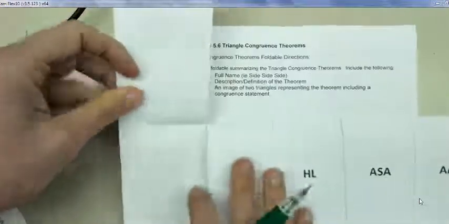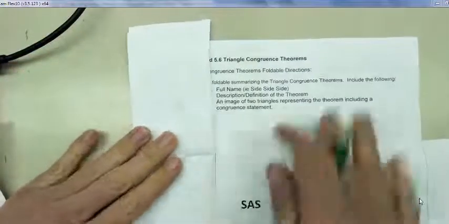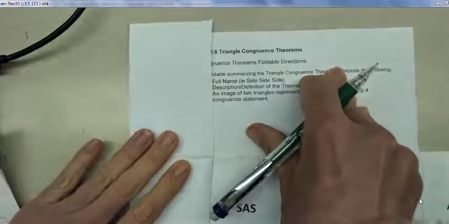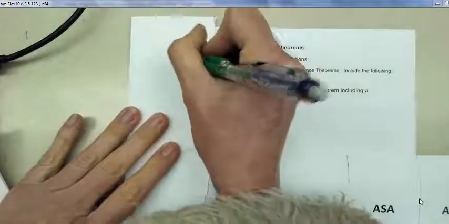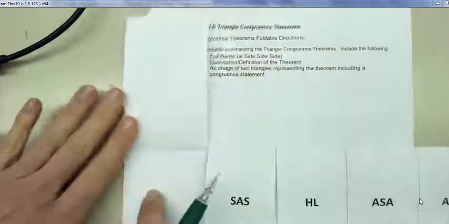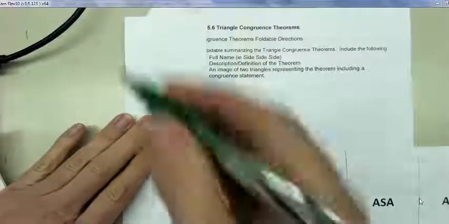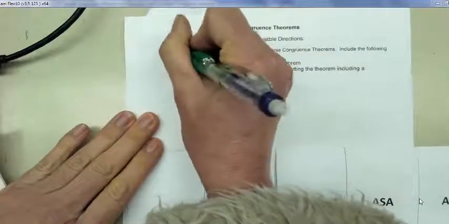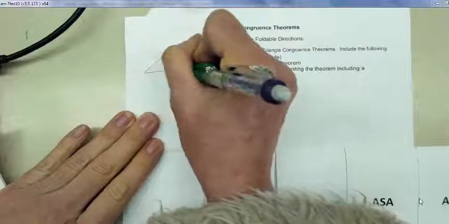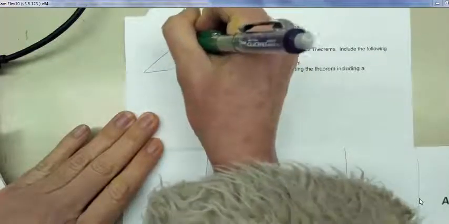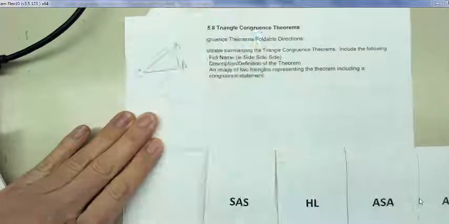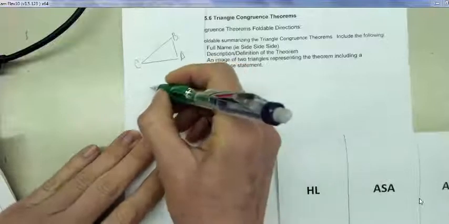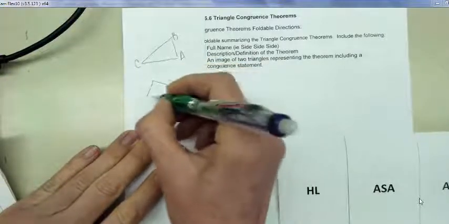I think we'll start with the image, and then that way I can reference the image as we do the definition. Okay, so for this one, I'm going to do the images up top and then the definition down below. So we'll do two triangles, triangle ABC and triangle DEF. I'll put them in different orientations.